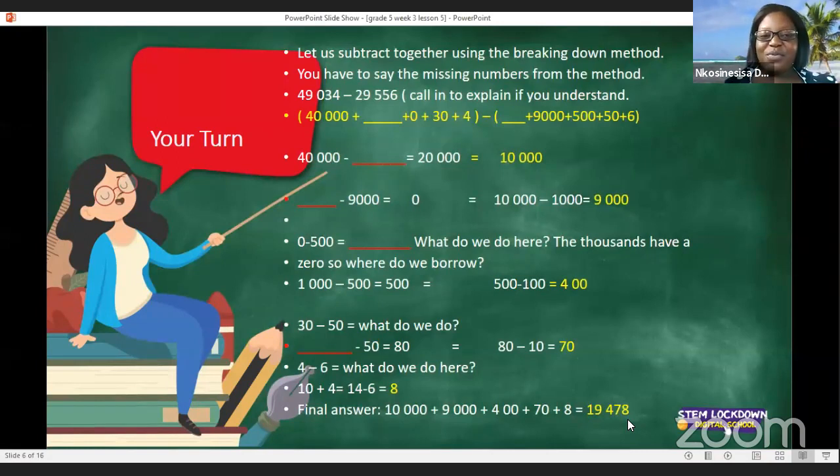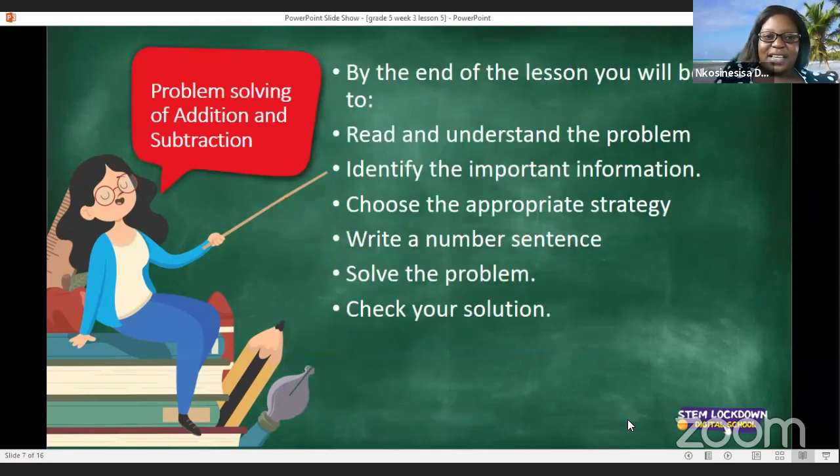Okay, so we move on. Now we're done with explaining the breaking down method and the column method. So this was yesterday's lesson, us recapping it. So let's see how far we can go with problem solving, because most of the learners have a problem with problem solving. And then they don't get the answers right, because when they see that it's worth 3 marks, they panic. So by the end of this lesson, I want you to be able to read and understand the problem when you see problem solving.